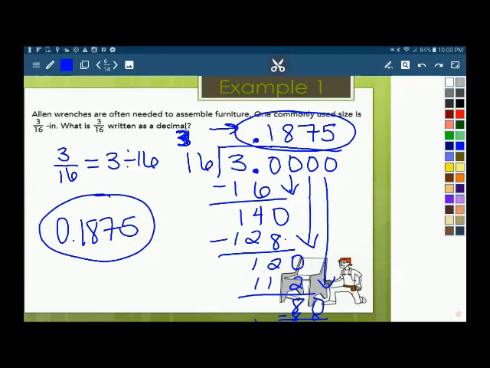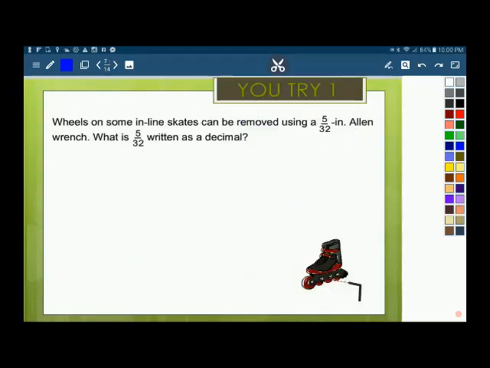So let's have you give this long division a try. You've done long division before, it just may have been a while, so if you need to, re-watch the process or raise your hand and ask a question if you need guidance. Go ahead and try this. You're trying to convert 5/32 into a decimal.